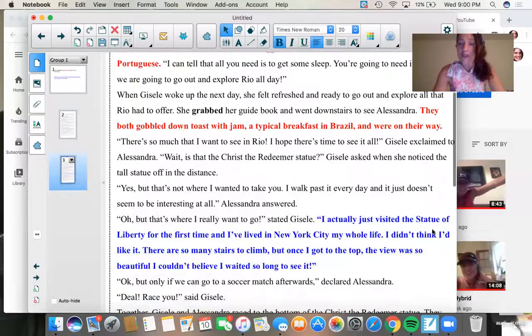Or how about this? Oh, I actually just visited the Statue of Liberty for the first time, and I've lived in New York City my whole life. I didn't think I'd like it. There are so many stairs to climb, but once I got to the top, the view was so beautiful, I couldn't believe I'd waited so long to see it.